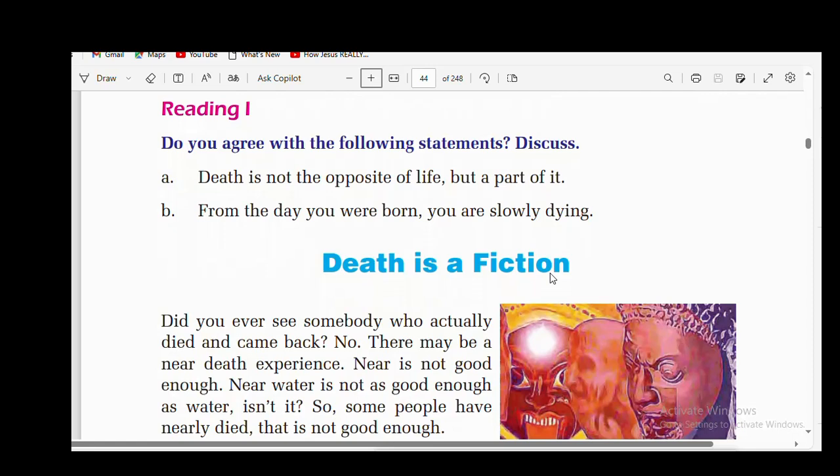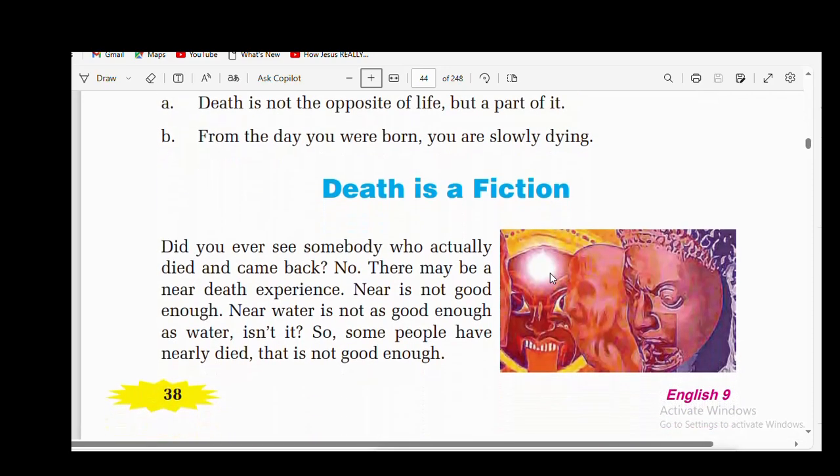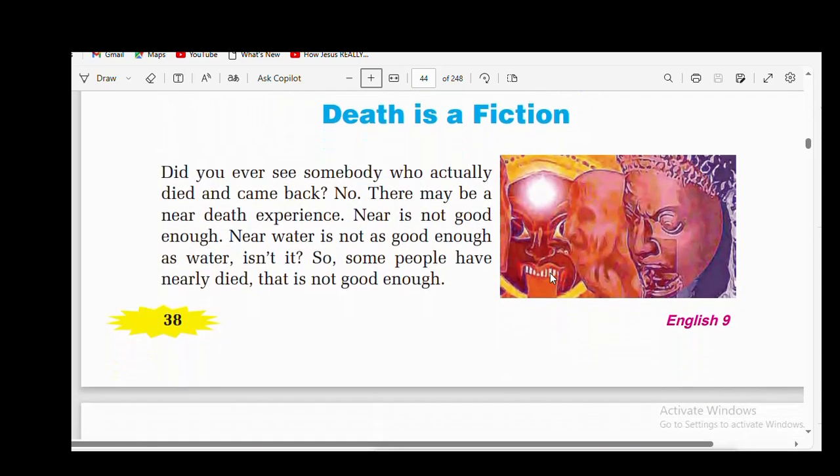Next sentence, number B. From the day you were born, you are slowly dying. People don't die on the day of their death, but from the day of their birth, they are in the process of death. We are slowly dying from our birth. That is a fiction. Let's start the text. That is an imagination. Fiction means imagination.